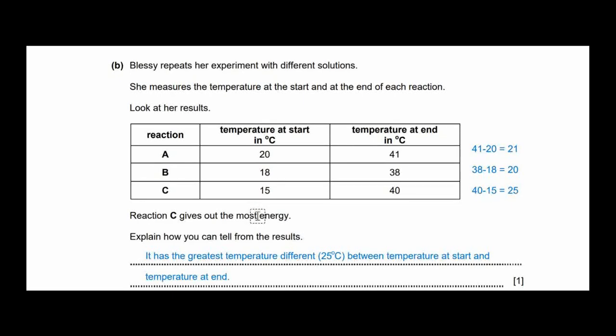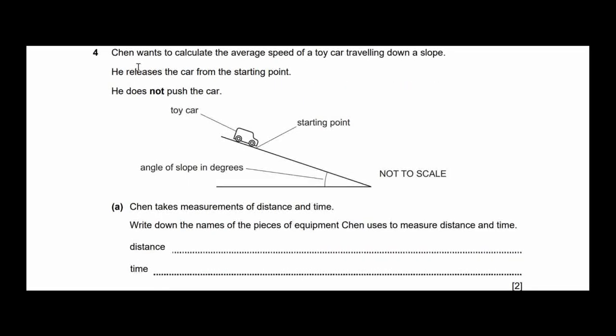Now let's move on. Question 4. Chan wants to calculate the average speed of a toy car traveling down a slope. He releases the car from the starting point. He does not push the car. Not to scale, angle of slope in degrees. Chan takes measurements of distance and time. Write down the names of the pieces of equipment Chan uses to measure distance and time.